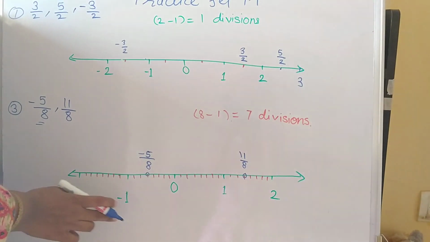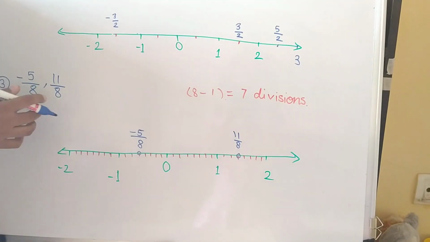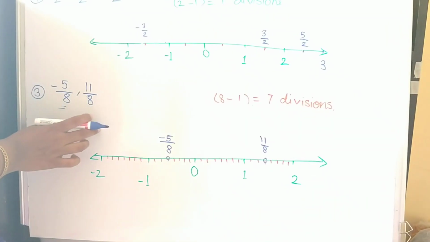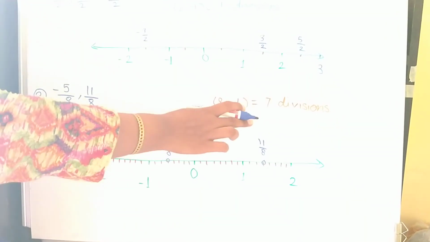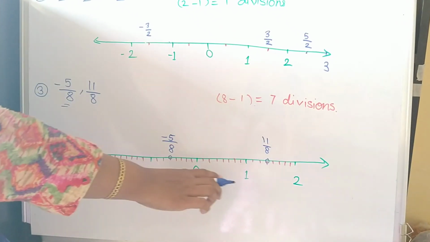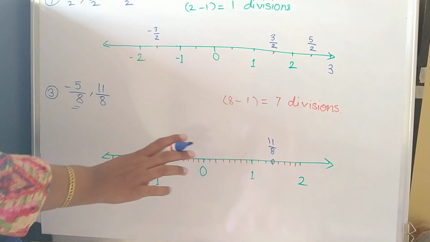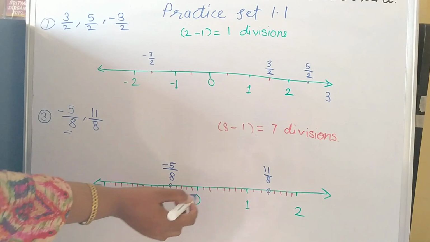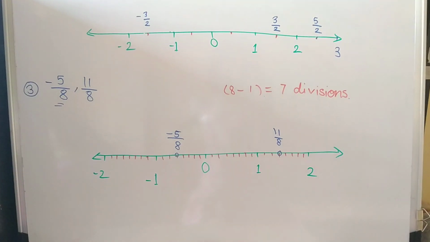Understood? These two numbers on the number line. You have to concentrate on the denominator. Whatever number is on the denominator, you have to subtract 1 from it, and that many divisions you have to draw on your number line. Easily you can show the rational number on the number line.